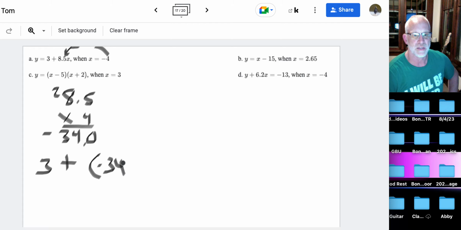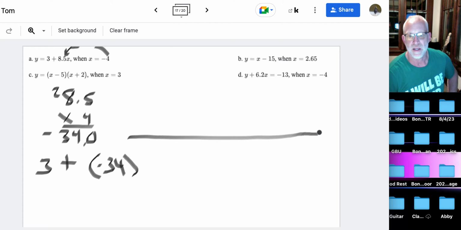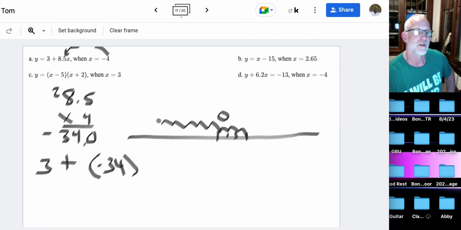And think about this. If we have a number line, and here's 0, and we started at 3, and then if we added negative 34, we're going to be way over here. And so we're going to be at negative 31. That was A.